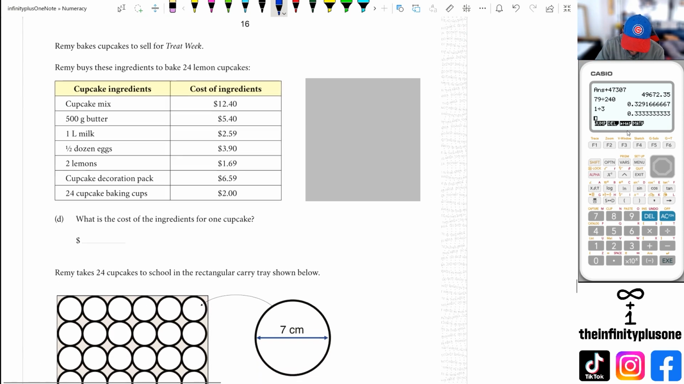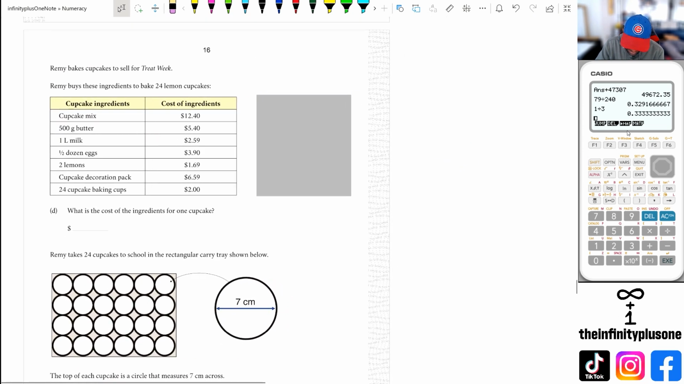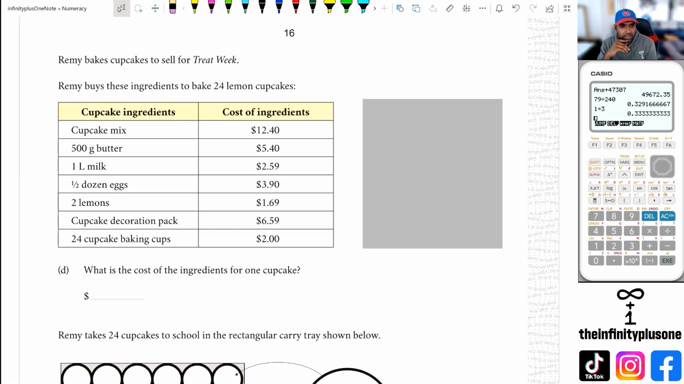All right, so let's go to question D. So question D, what we've got is Remy buys these ingredients to bake 24 lemon cupcakes. What is the cost of the ingredients for one cupcake? All right, so all of this is the cost of ingredients for 24 cupcakes. So we're gonna have to add the total cost of these ingredients and then just divide it by 24.